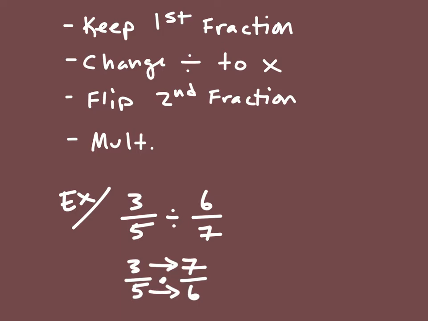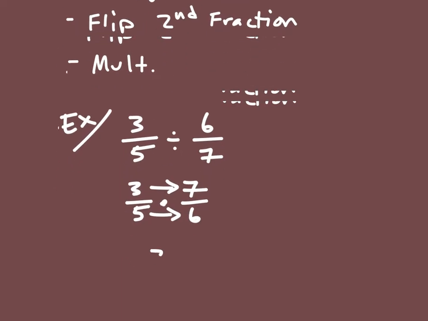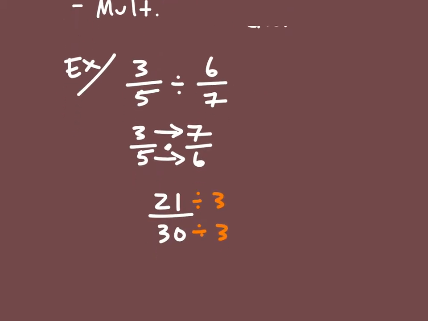So 3 times 7 is 21, and 5 times 6 is 30. You can simplify this by dividing each of these by 3. So 21 divided by 3 gives us 7, and 30 divided by 3 gives us 10, and that's our answer.